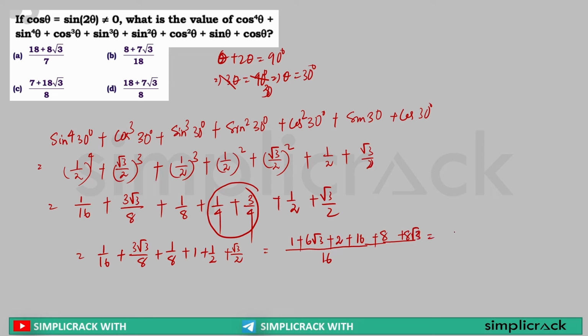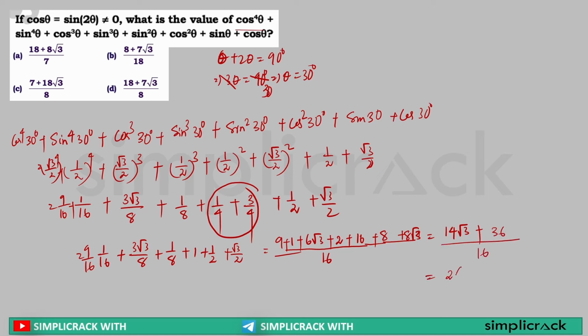So 8 root 3 plus 6 root 3 is equal to 14 root 3 plus 2 plus 1, 3 plus 16, 19 plus 8, 27. Oh, okay, one more there, cos 4 theta. So this is cos 4, 30 degrees, missing. So this will be root 3 by 2 to the power 4, which is 9 by 16. So one more 9 will be added here. My bad, I missed this part. So 27 plus 9 is equal to 36 divided by 16.